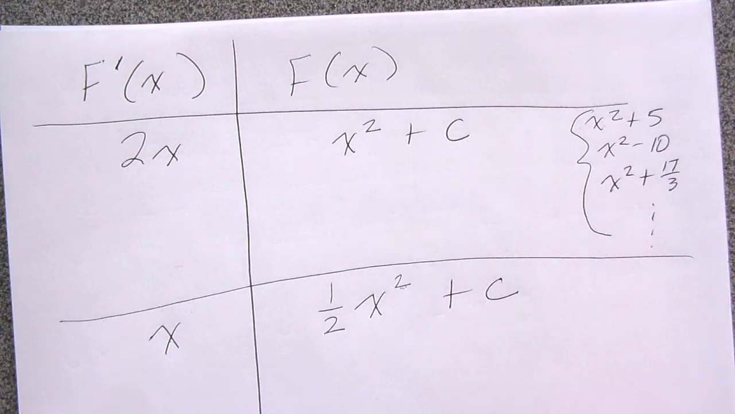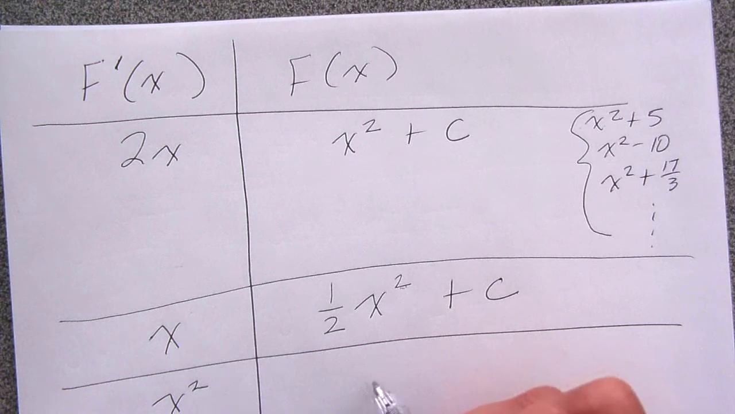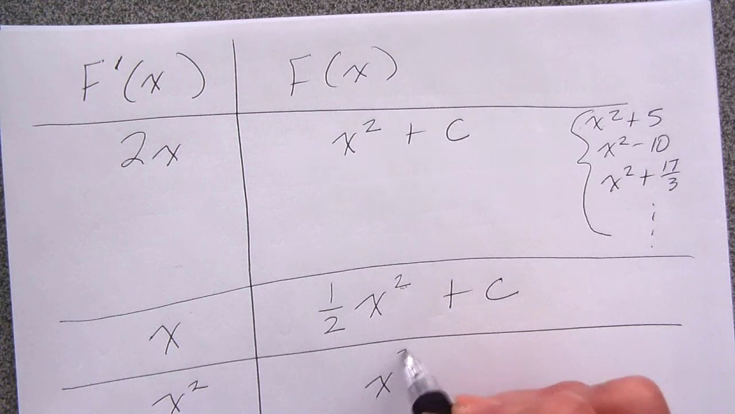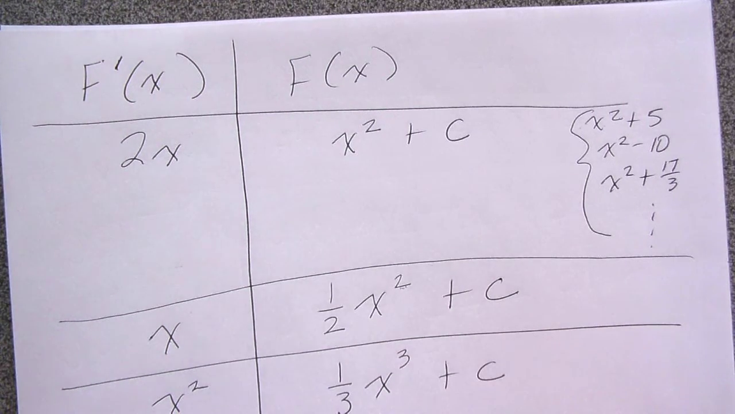Okay? All right, so what if I have x squared then? I'm giving you the answer, part of it. Add 1 to the exponent to get x cubed, divide by the new exponent 1/3, and add a constant.